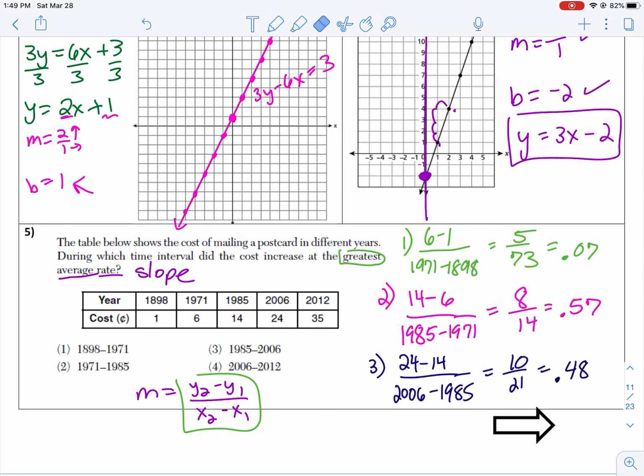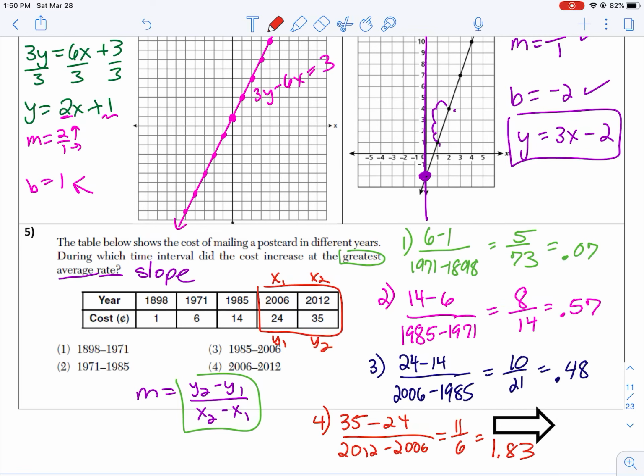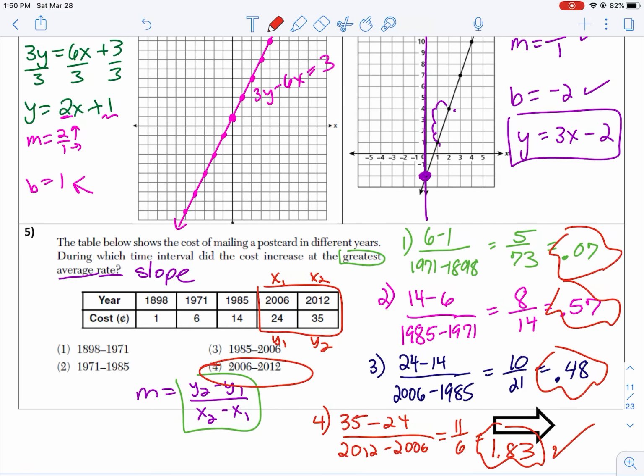The last one then says that we need to use from 2006 to 2012. So here's my x1, here's my x2, here's my y1, here's my y2. So my last subtraction problem, 35 minus 24 over 2012 minus 2006. When I subtract, I get 11 over 6. When I divide that, I get 1.83. So of these 4 slopes, the one that is the largest is 1.83. So that matches with choice number 4.